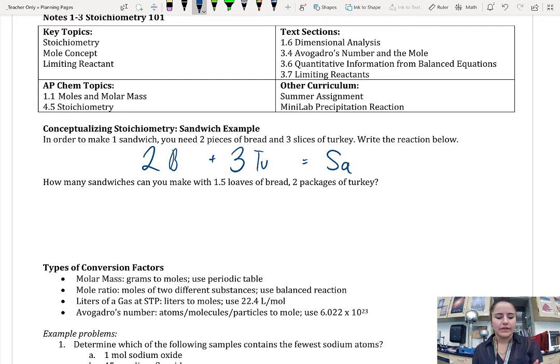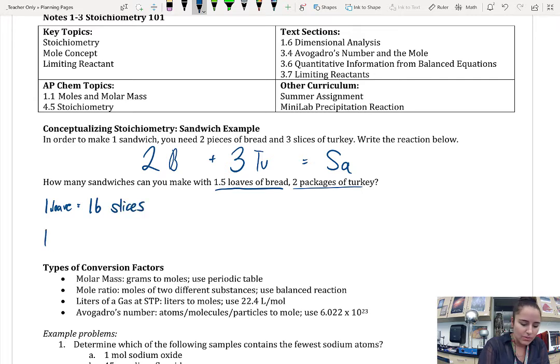Okay, so how many sandwiches can I make with 1.5 loaves of bread and 2 packages of turkey? Well, I know how many pieces of bread I need, but I don't know how many loaves. So I went to Google, just like in stoichiometry, you would go to your periodic table, and I found out that 1 loaf of bread is about 16 slices, and 1 package of turkey normally contains about 32 pieces of turkey. So we're going to use these as our conversion factors in a similar way that we would do molar mass or something.